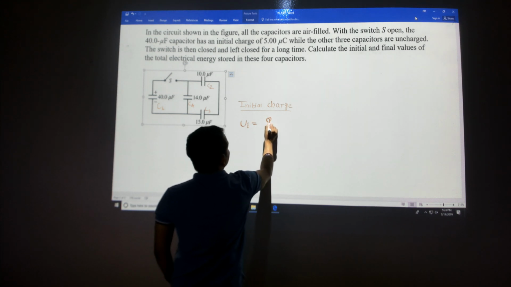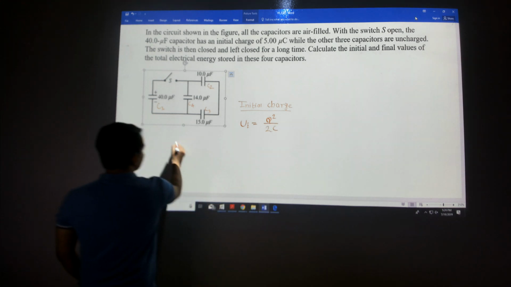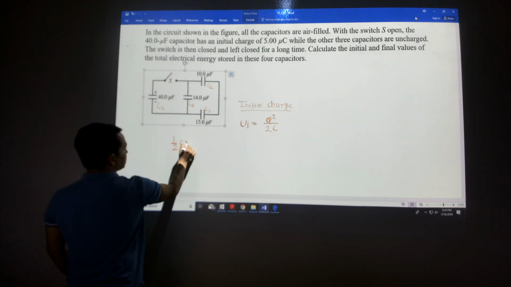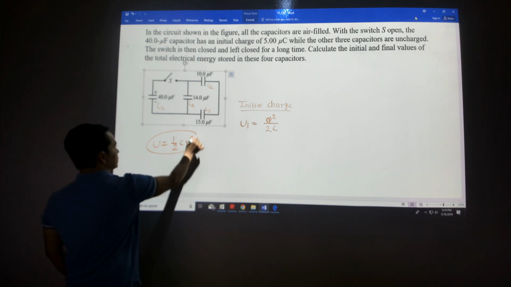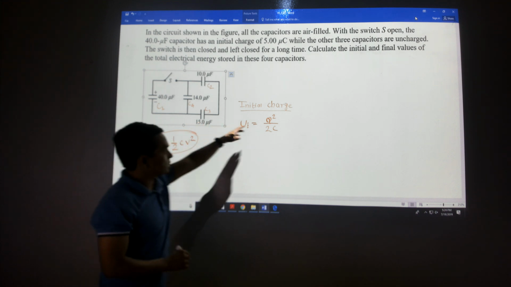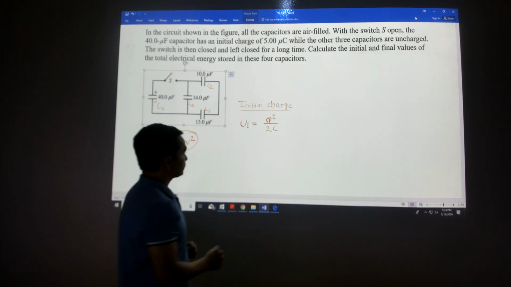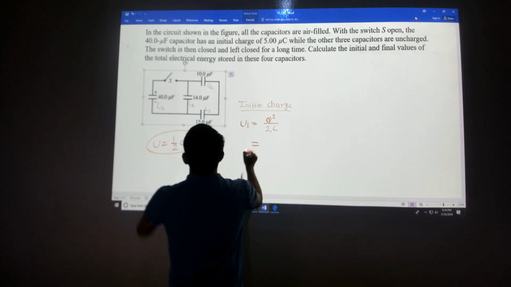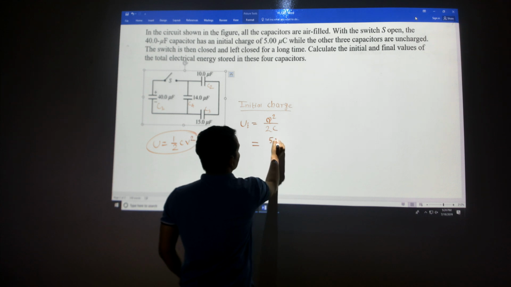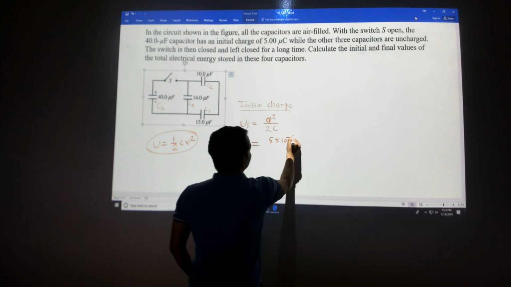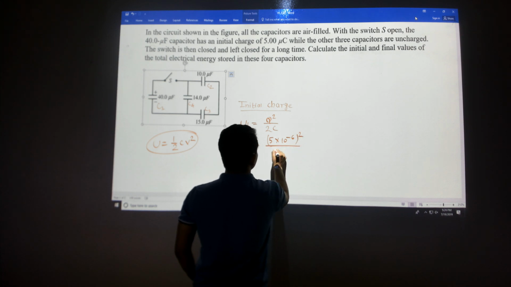is given by Q square over 2C. I can also use the formula CV square, which is also for calculating the energy stored in a system. But here, as the charge and the capacitance are given, I'm going to use this formula. The Q, the charge on this capacitor, is 5 microcoulomb, so you have to change that to coulomb: (5 times 10 to the negative 6) square divided by 2.